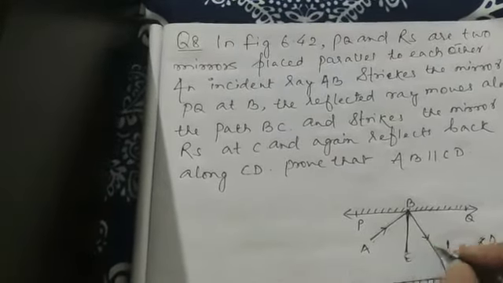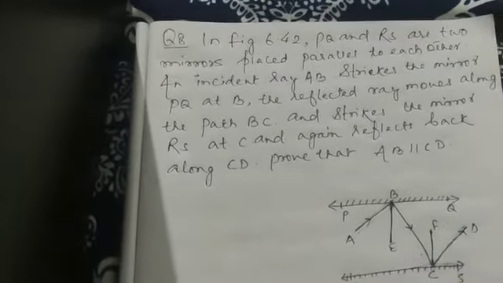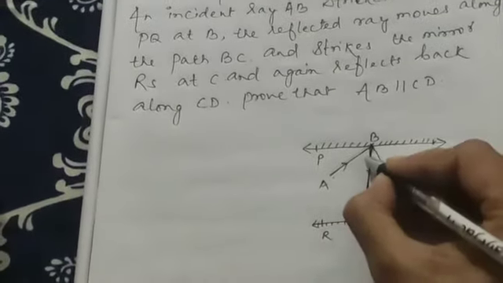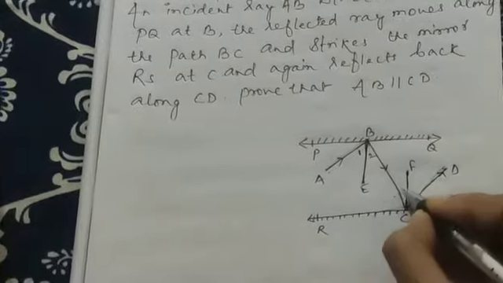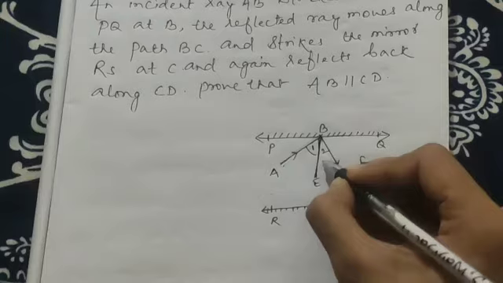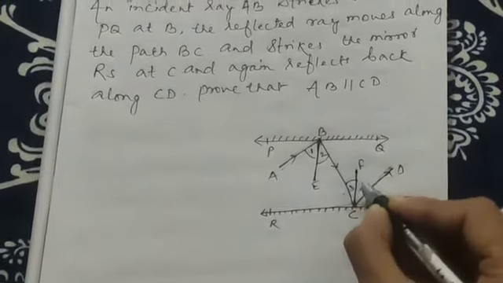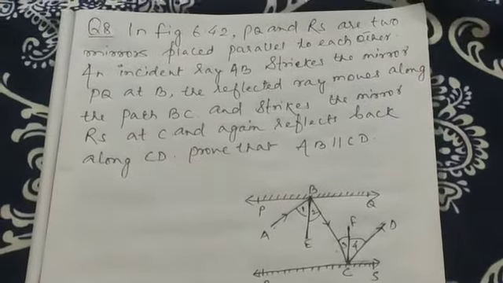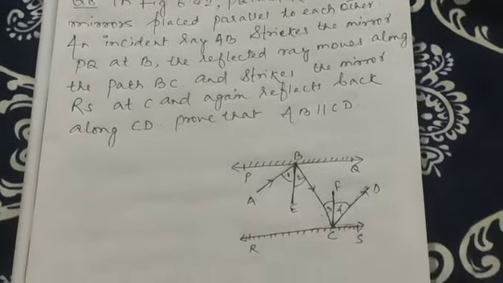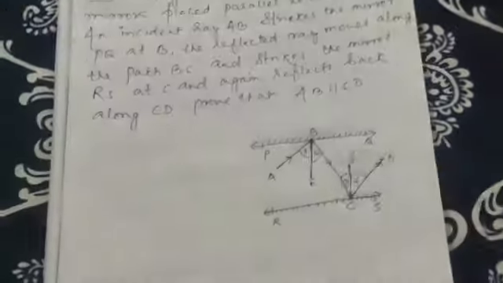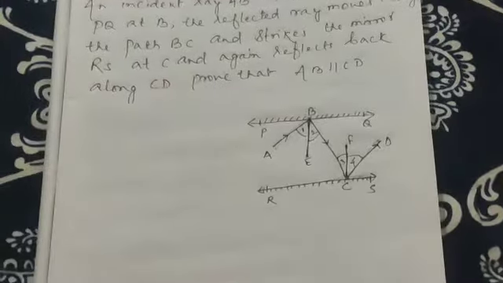Let us give the names E and F. Okay, now see this normal. See these angles, let us give 1, this is 2, this is 3, this is 4. Now this is the angle of incidence, and this is the angle of reflection. As per the law of reflection, angle of incidence is equal to angle of reflection, right?